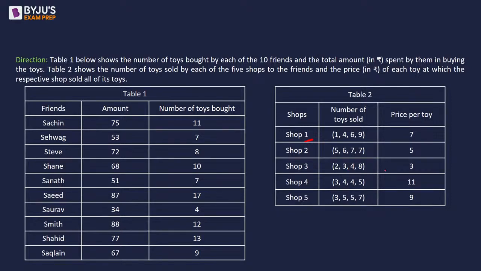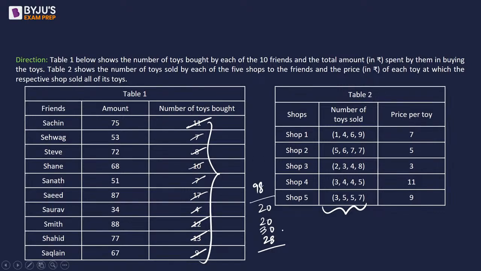So the first thing to understand is the total number of toys bought here should be equal to the total number of toys sold, right? So let's check that. 11 plus 9 is 20. 13 plus 17 is 30. 12 plus 8 is another 20. And then we will have 7 plus 7, 14, 14 plus 4, 18, 18 plus 10, 28. So we have a total of 98 toys.